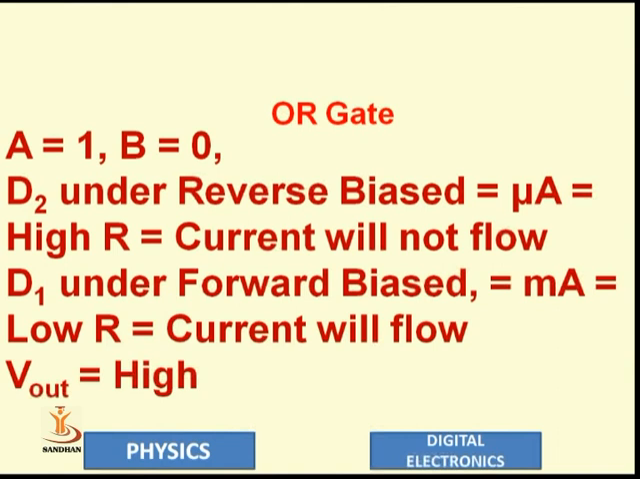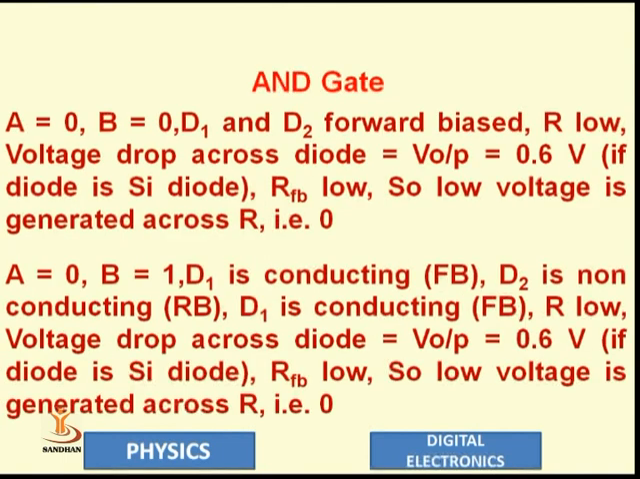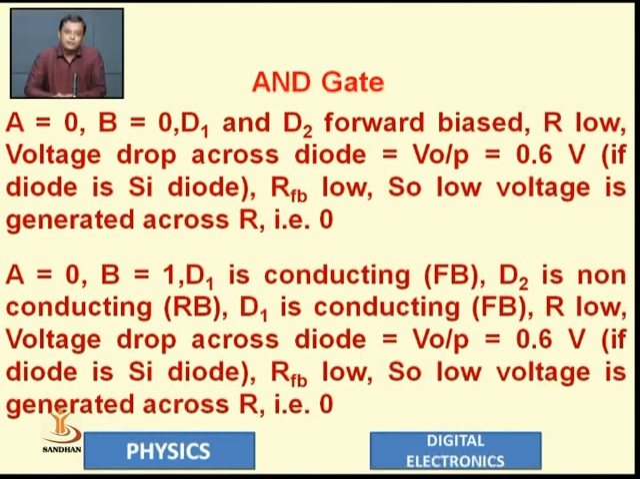So these are the basic keywords that we had already discussed. In an AND gate, if we give 0 and 0 input, D1 and D2 are both under forward bias, so it shows a low value of resistance. The voltage drop across diodes D1 and D2, that is V output, is only 0.6 volts or nearer to 0.7 volts. We know that the turn-on voltage for a semiconductor diode is 0.7 volts if the diode is made of silicon.